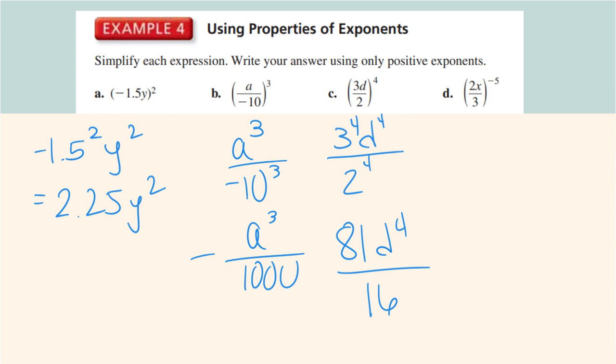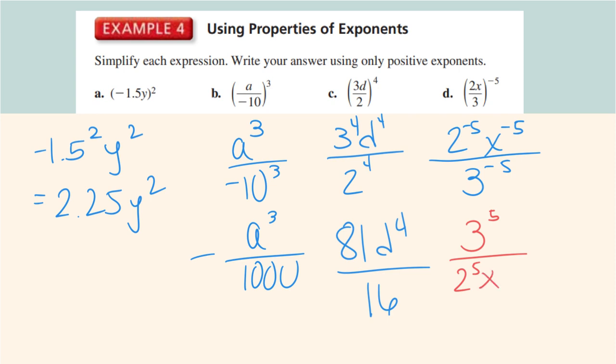Now, in D we have a negative exponent. So you're going to simplify and give the exponent to each of your factors. So it's going to be 2 to the power of negative 5, x to the power of negative 5 over 3 to the power of negative 5. Everything is negative. So do the definition of negative exponent, which is the reciprocal. So I'm going to move 3 to the top to make it positive. So it's going to be 3 to the power of 5. Bring that 2 to the power of negative 5 to the bottom to make it positive. So it's going to be 2 to the power of 5.